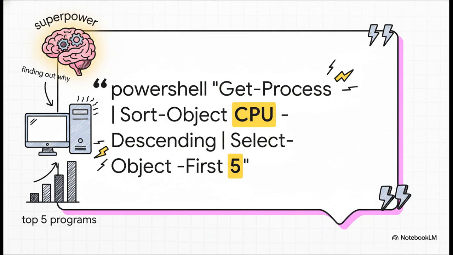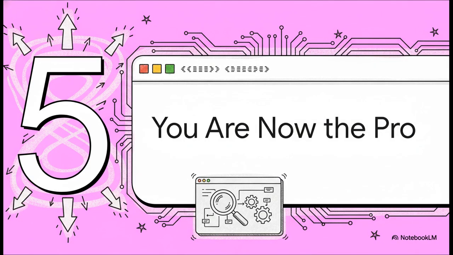So imagine your PC is suddenly slowing down to a crawl. With this one command, you can immediately find out why. That is a real superpower. And just like that, you've gone from being a casual user to a real power user. You've just learned the skills to investigate, to automate, and to control your system on a whole new level.